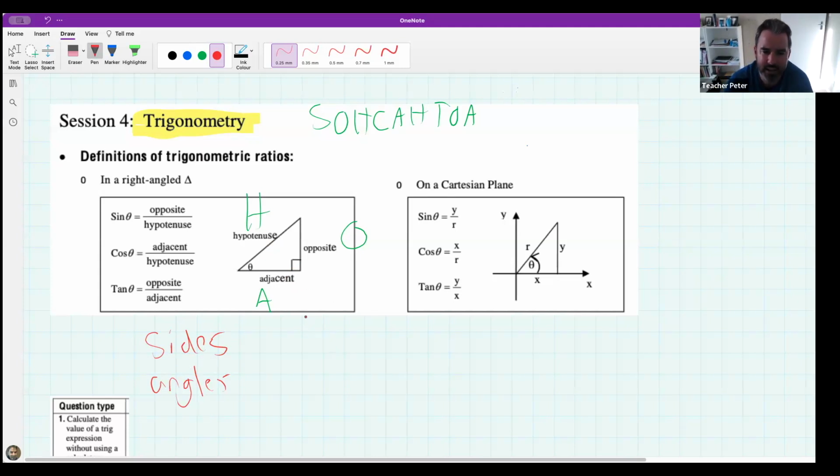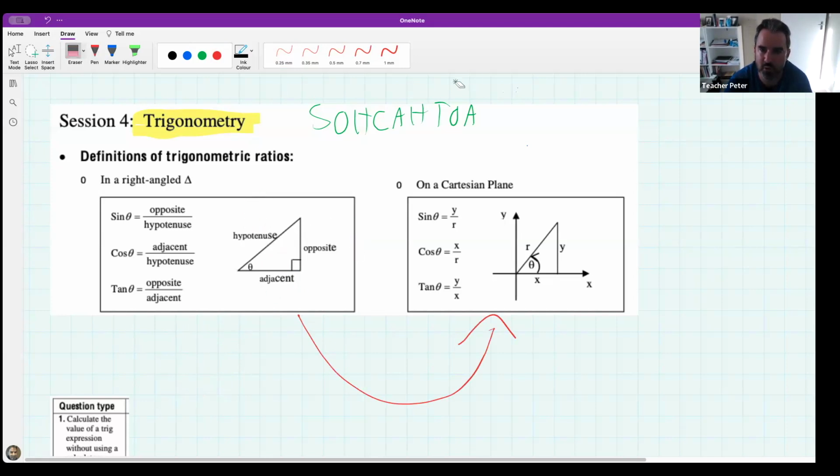But the main jump from grade 10 to grade 11 for trig is going from this first drawing to the second drawing. And I would like to know, what are the main differences between the first drawing and the second drawing? So there's stuff that's the same, but there's some stuff which is a little bit different. So what do you notice that is different from drawing 1 to drawing number 2, or block 1 to block number 2?